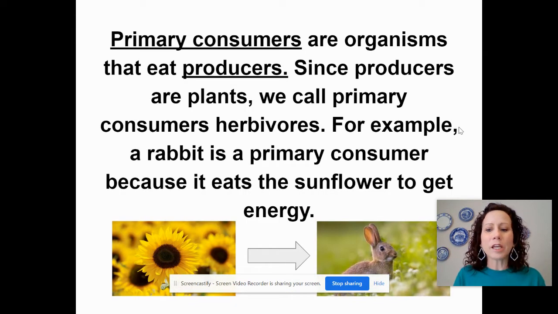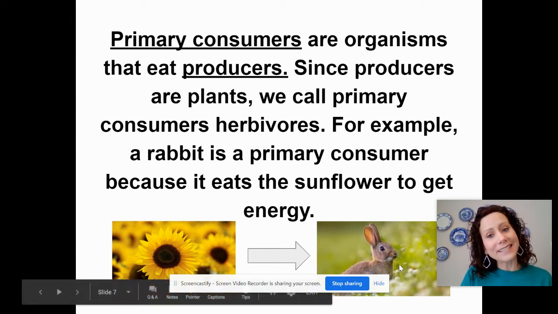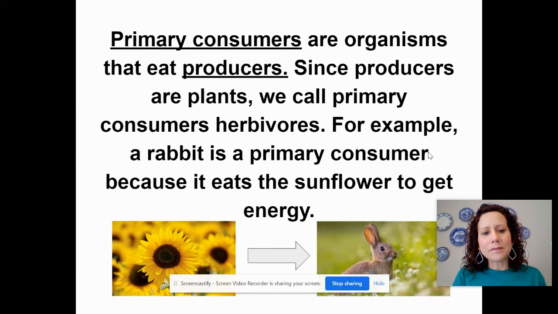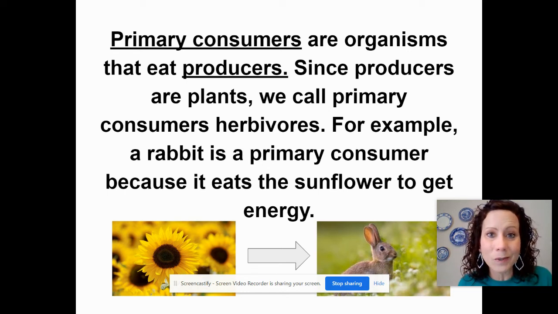Then something comes along and eats that producer. We call these primary consumers. So this primary consumer is a rabbit. This rabbit is going to nibble on the leaves of these sunflowers, and we call them primary consumers or herbivores because they eat plants only. Another example of a primary consumer would be a deer because it eats grass. Any animal that would only eat producers, so plants only. Take a porcupine. A porcupine only eats fruits and vegetables, and so that would definitely be an example of an herbivore also.